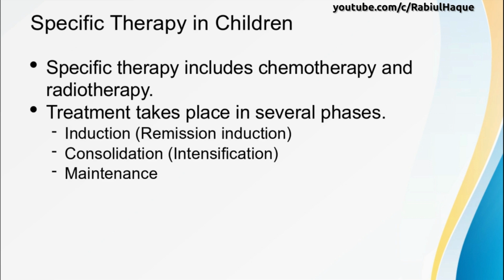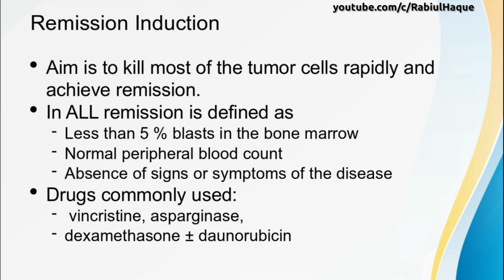Now, in children, specific therapy will include chemotherapy and radiotherapy. Treatment will take place in several phases. They will include induction, consolidation, and maintenance phase. And often the induction phase is also known as remission induction, and the consolidation phase is also known as the intensification phase. So let's talk about these various phases one by one.